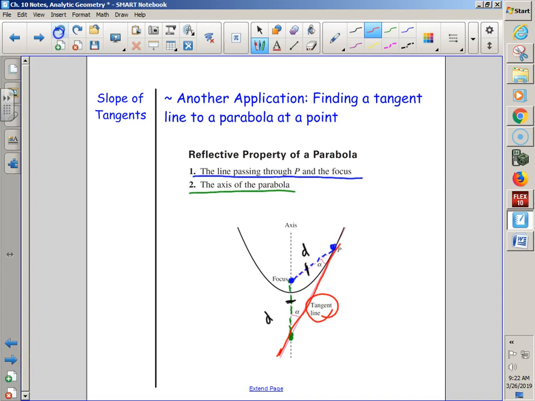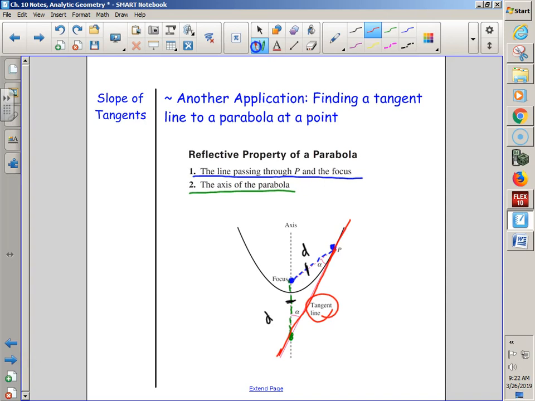Now, if you talk to a Calc AB or a Calc BC kid, they can do tangent lines to any curve. But it would have been impossible for you to do anything besides a line to a circle up until this section and up until this point.